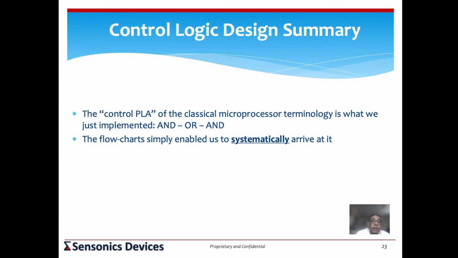Visualize that when people talk of a microprocessor design, there is this control. In the classical terminology, there's the control PLA, and what we have just implemented is basically an AND-OR plane, and the flowcharts have simply enabled us to systematically arrive at it. And interestingly, as I had mentioned earlier, since all these instructions are defined in rows, let's imagine you define a piece of code and you find out that there are a bunch of instructions you're not going to use, you just delete those rows. That's it.